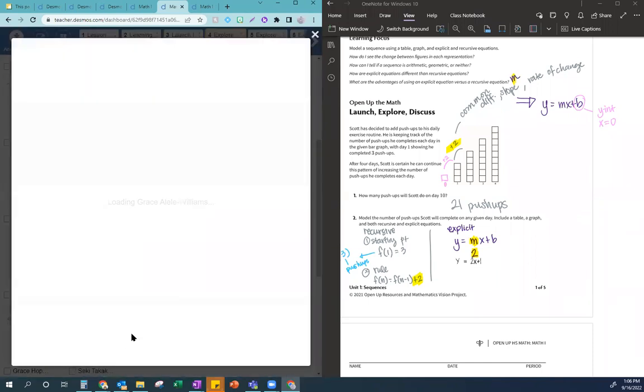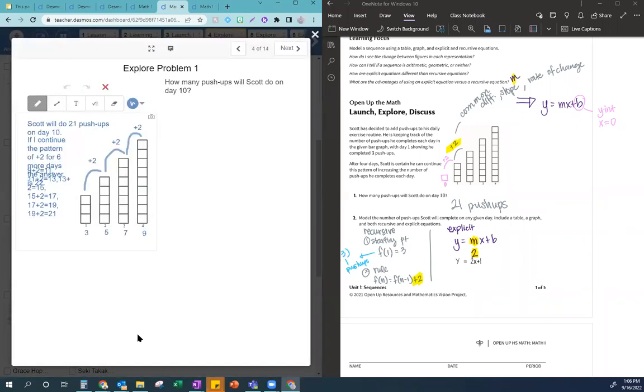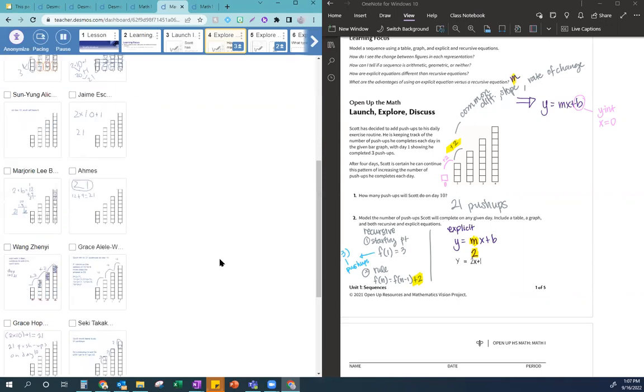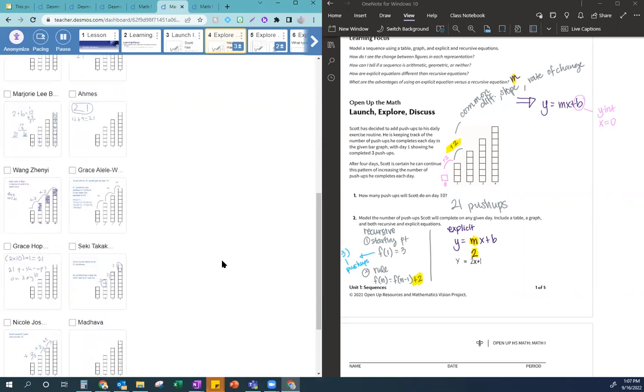Another person, I remember seeing another person doing something different. It was this person. So yeah, this person kind of did the same thing. So 9 plus 2 is 11. They did the 6 more days, right? There's another person who did something different, which I really appreciated. Hold on a second. Oh, this person.